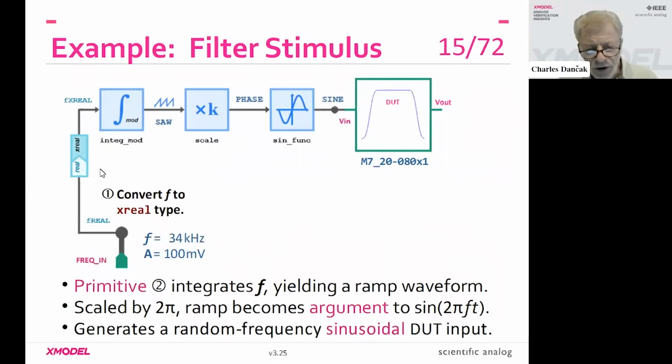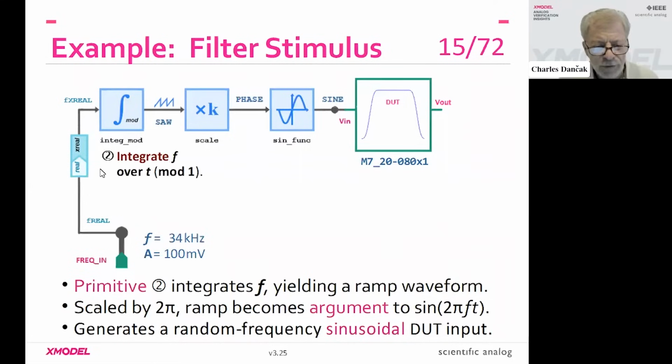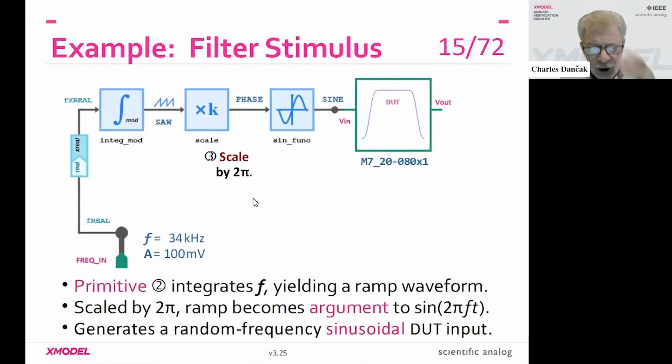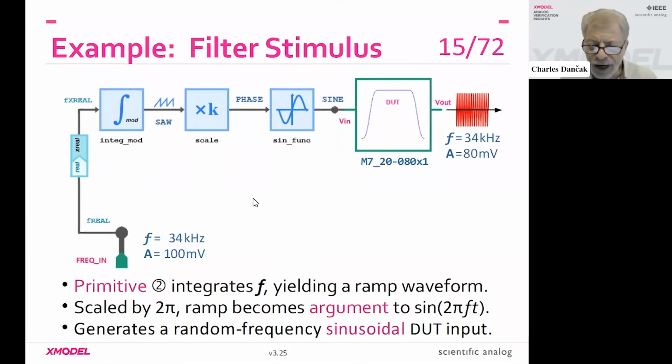Now, how do you convert a constant into an actual sinusoid? Well, you integrate it over time. So ft ramps up, and if we do that modulo 1, the ramp drops back down to 0, and we start all over again, and we get a nice periodic sawtooth waveform. If we scale that by 2 pi, we're talking about omega t as opposed to ft. We can feed that as the argument into our sine function, and that generates the sinusoidal input at the desired random frequency and amplitude. And we get a sinusoid of the same frequency coming out at some lower amplitude.